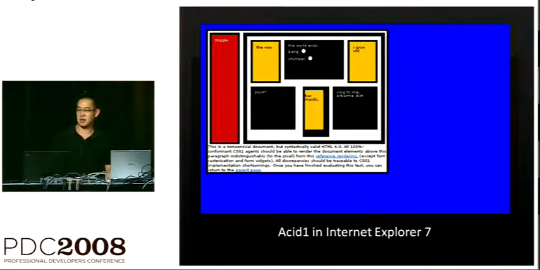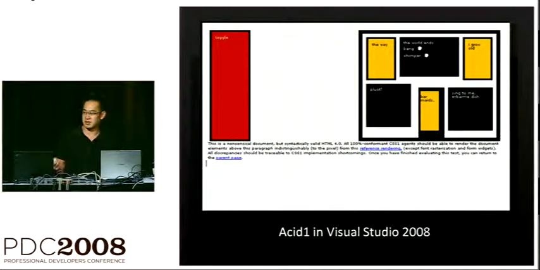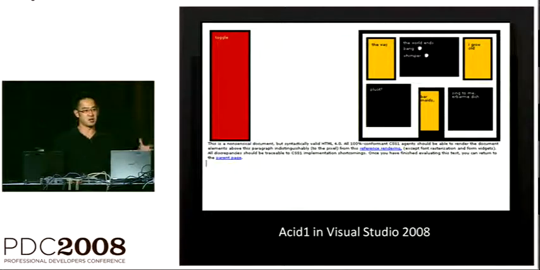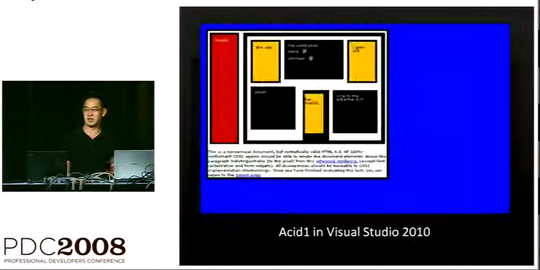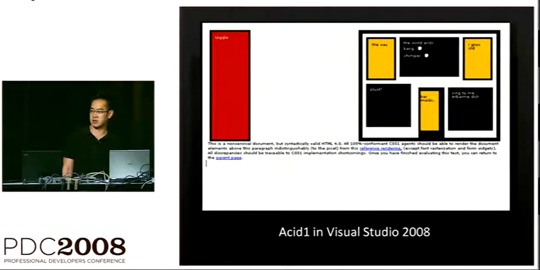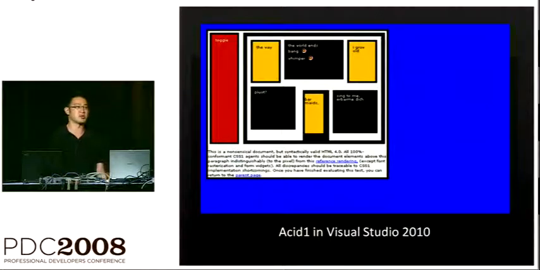This is ACID 1 in Internet Explorer 7, and this is the way it's supposed to look. This is kind of cool. This is the way it looks in VS 2008. In this example, we didn't support styling of the body element correctly, so things kind of exploded. And you can imagine your page exploding this way too, and you're probably pretty frustrated why it doesn't look right. But I'm glad to say that at least for this particular case, 2010 looks pretty much exactly like IE7. So this was 2008, this was IE7, and you can see it looks a lot more similar.